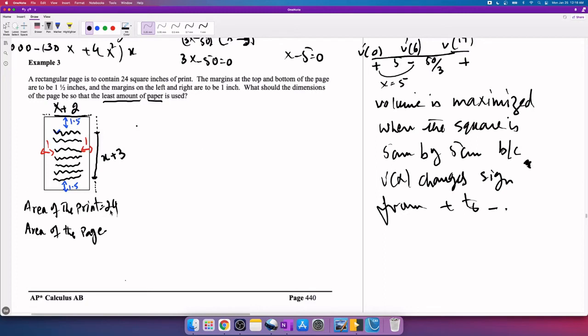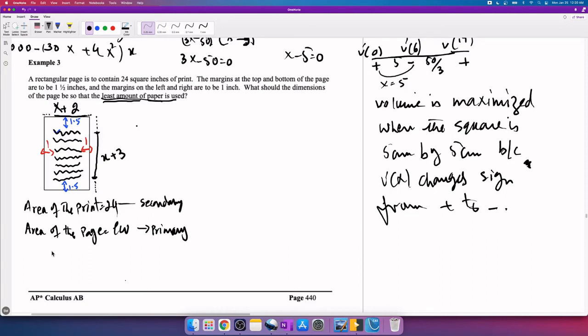The area of the print is 24, and the area of the page is going to be length times width, that we don't know. They're asking for the least amount of paper used, the minimum area of the paper, which means this is my primary equation, the one we don't do anything with. And this is my secondary equation.